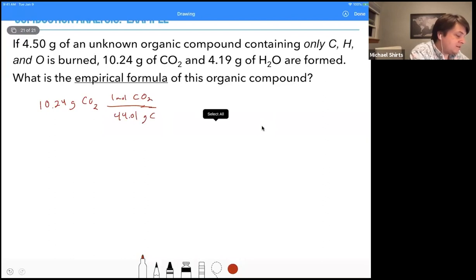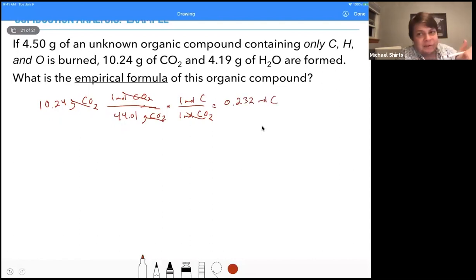44.01 grams of CO2. The grams of CO2 cancel out. And now, first of all, what we're trying to figure out is the moles of carbon, not the moles of carbon dioxide. So we see that for 1 mole of CO2, there's 1 mole of C, cancels, and we get 0.232 moles of C. You might think, well, every carbon has 1 carbon dioxide. Yeah, it's pretty straightforward.